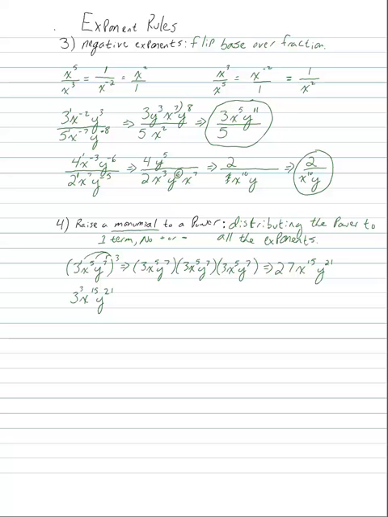So let's try another one. Say I have something like 2x to the 6, y to negative 7. We'll throw a negative in there because it's fun. That raised to the, let's do 4th power this time.